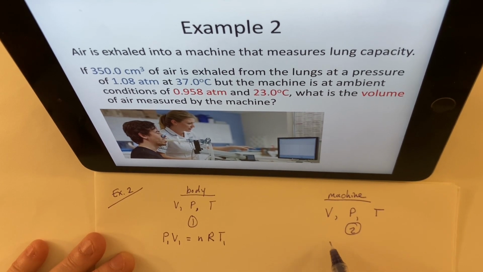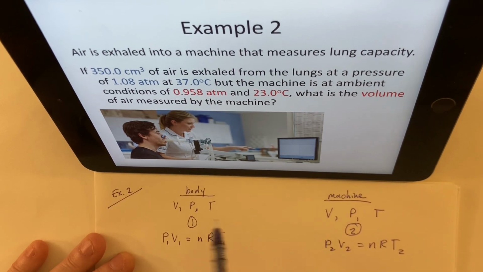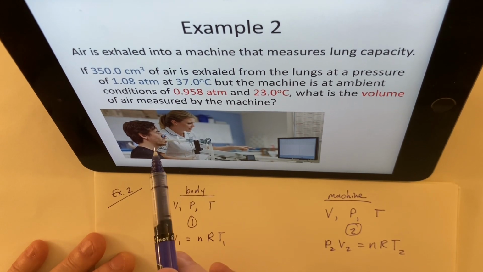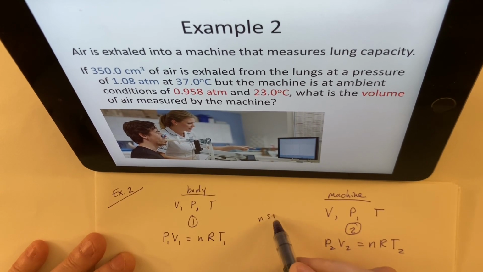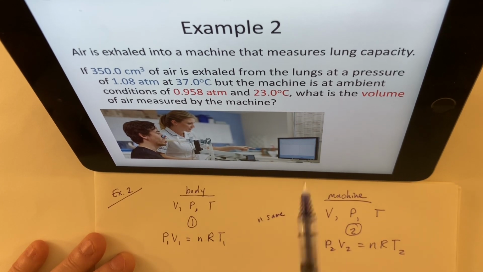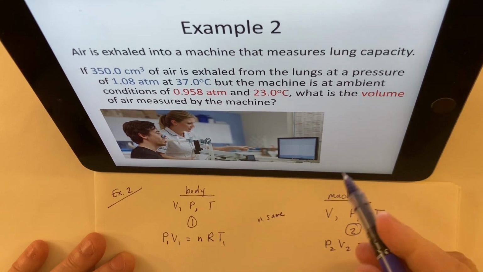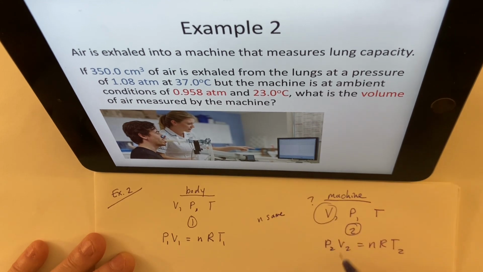And then over here, we'll call this P2V2 equals nRT2. We're not letting the air escape. It goes directly in the machine. So n remains the same and R is a constant. So we have 2 situations, n the same. And we're trying to figure out the volume of the air in the machine. We're trying to find this one. So right there, V2 is what we're trying to figure out.